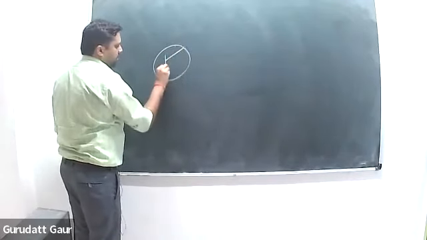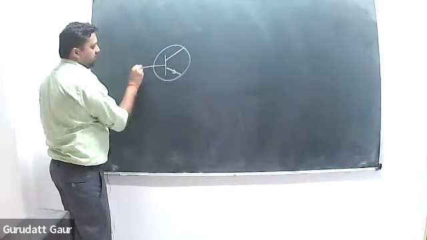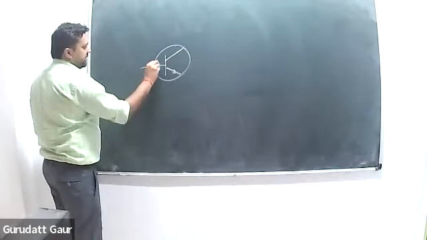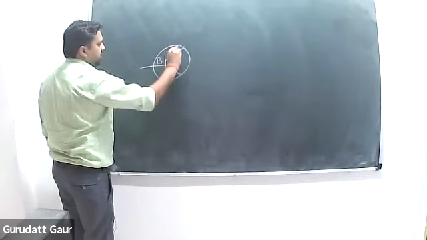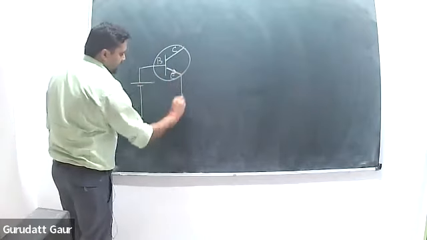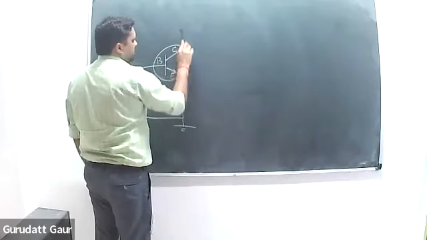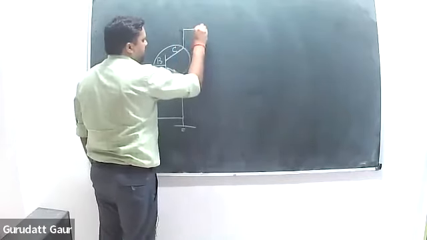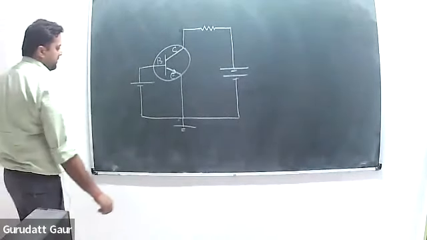This will be the direction of current for an NPN transistor. So this is your base, this is your emitter, this is your collector. You make this a forward bias. This is the emitter. Now you will make it common, so this will be grounded. And this is how you make the transistor.